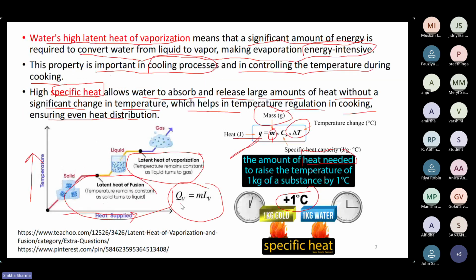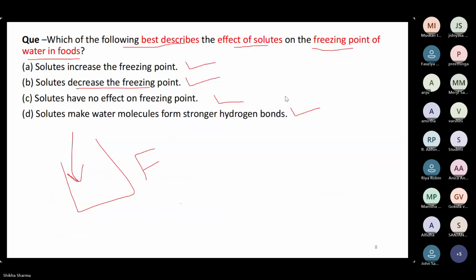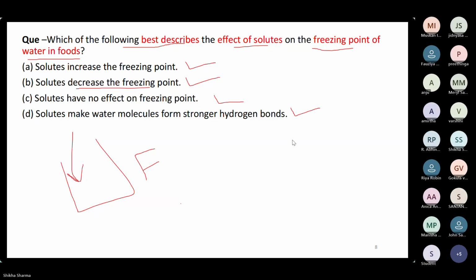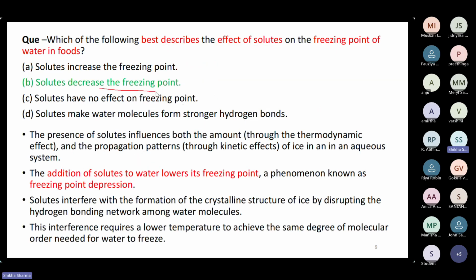Okay, let's see the answer. So she's correct, there is a decrease in the freezing point. When we have solutes, it is going to influence both the amount, which is through the thermodynamic effect, and the propagation pattern, which is through the kinetic effect of the ice in an aqueous system.